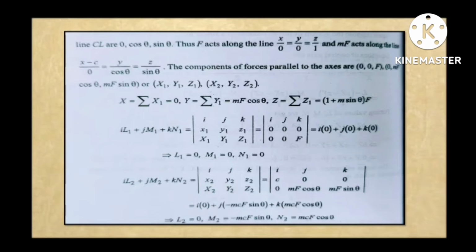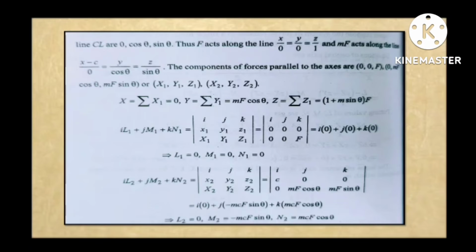Now capital X we will calculate through summation of X1, which is equal to 0, capital Y is equal to summation of capital Y1, which is equal to MF cos theta, and capital Z is equal to summation of Z1, which is equal to (1 plus m sin theta) F.